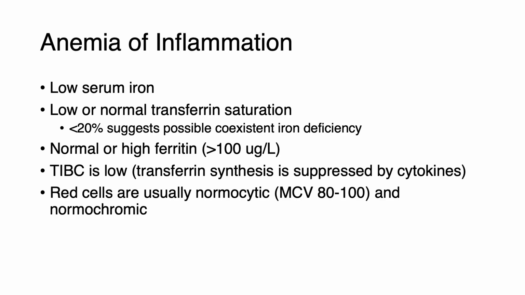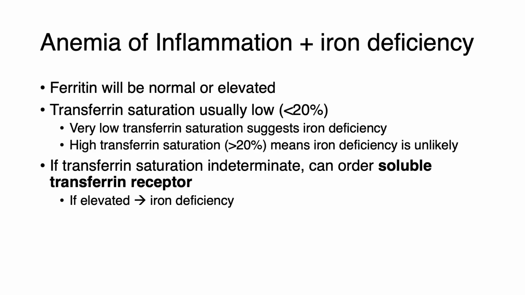If it's low, it's likely due to inflammation. Your red cells are usually going to be normocytic and normochromic, so the smear isn't very helpful. So you can have patients that have both anemia of inflammation and iron deficiency. It's fairly common, especially in the hospital. And it can be challenging to figure out because the labs don't always add up.